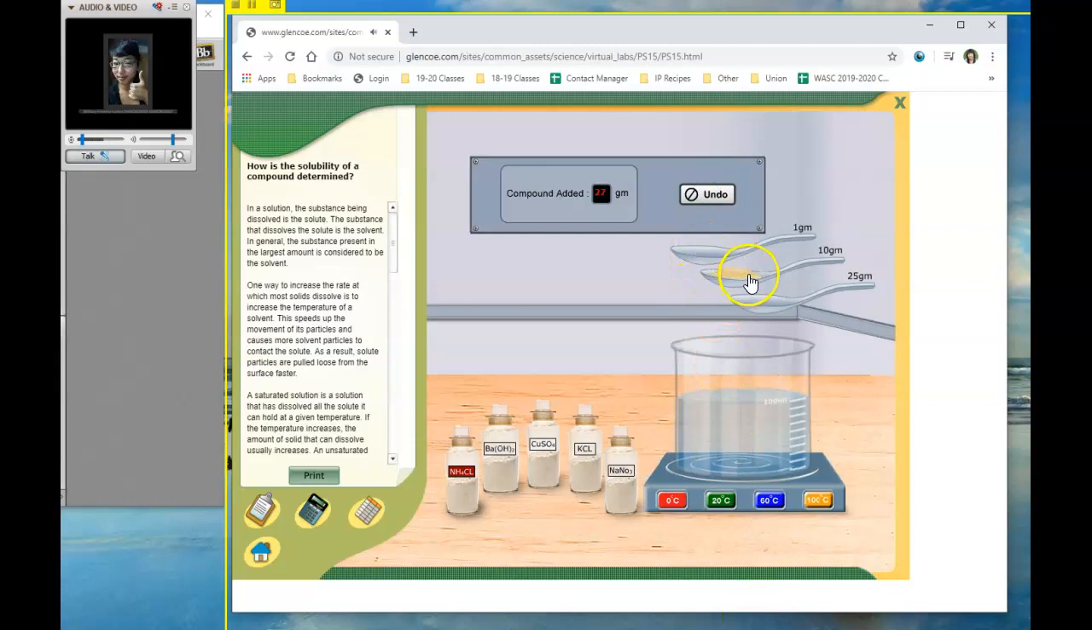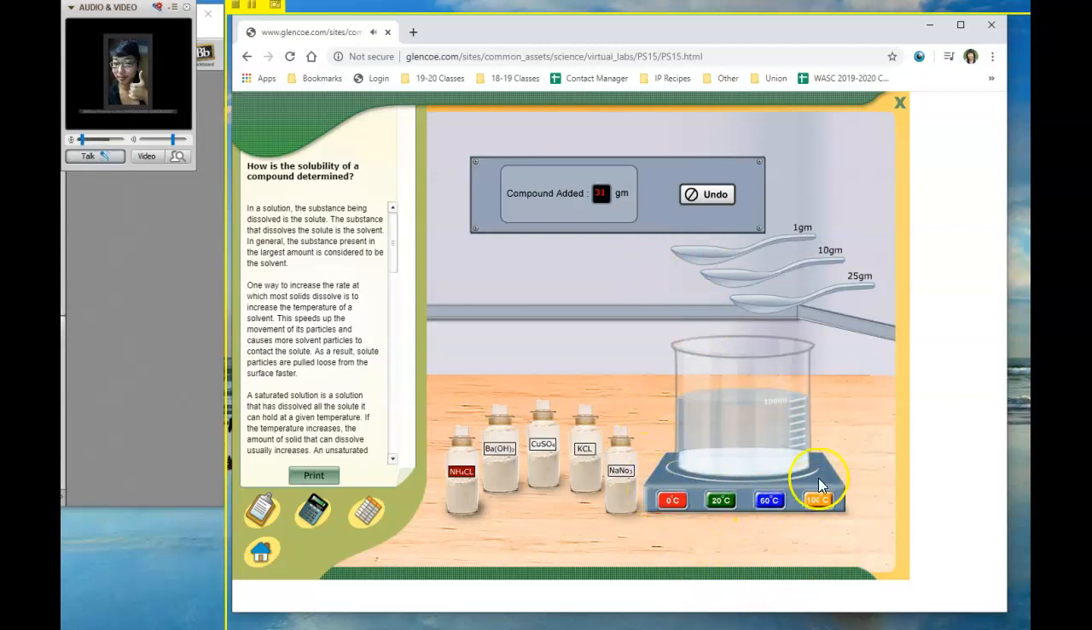and try my medium spoon. So I can add some from the medium spoon. Oops, still added too much, so I'm going to click undo and add some from the small spoon. Add some from the small spoon. I will show you the spreadsheet in just a moment.